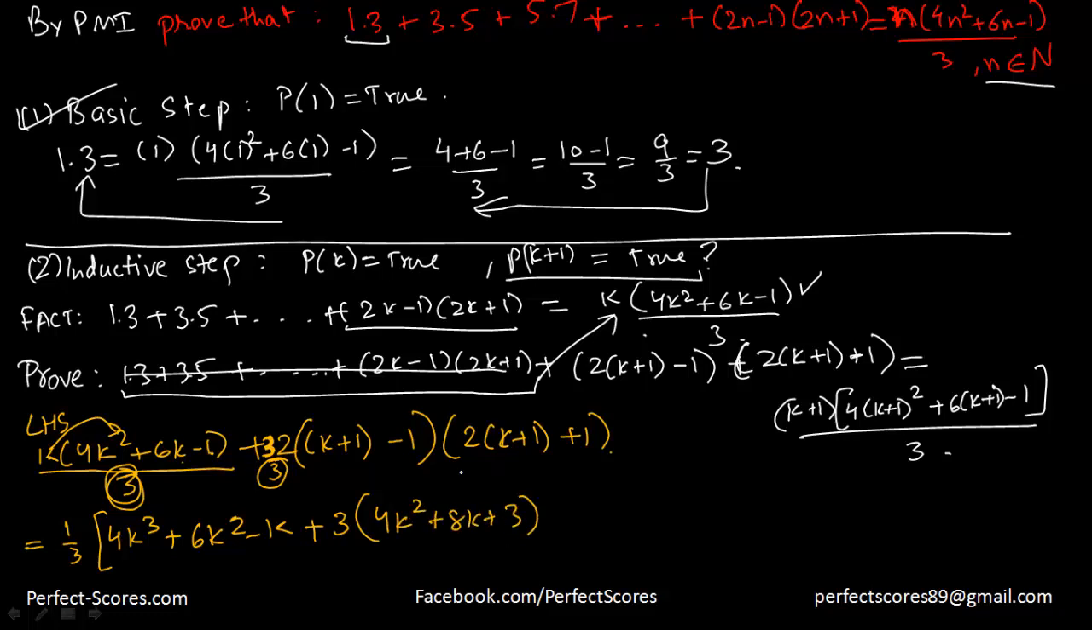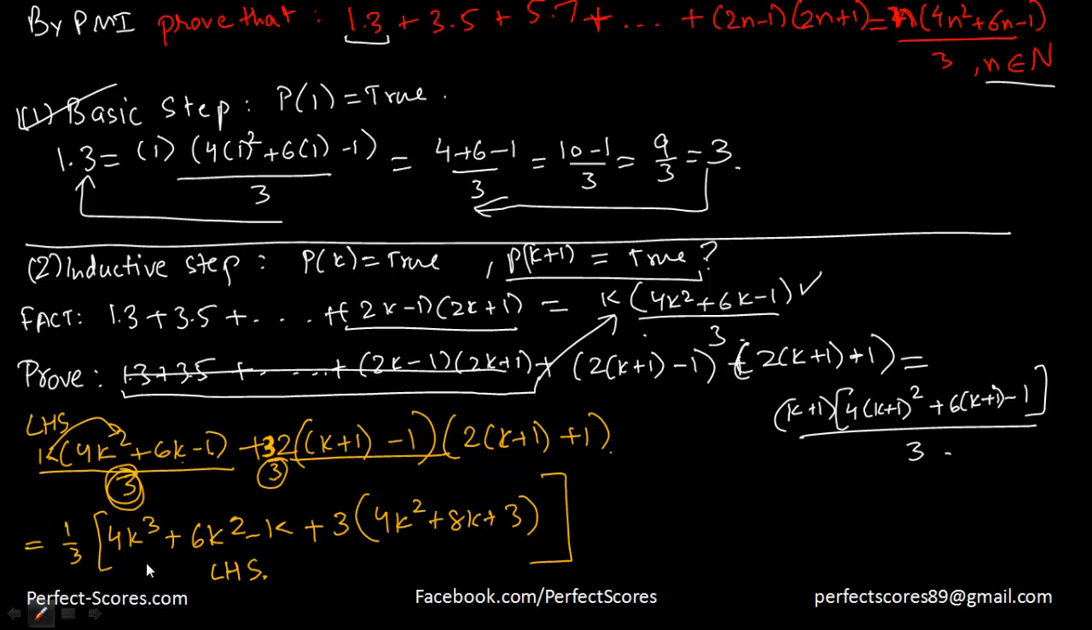So if we solve this up, that comes out to be 4k squared, because this is nothing but 2k, 2k plus 2 minus 1, and this is nothing but 2k plus 2 plus 1. So if you open that up, this is what you get. So this is nothing but your left hand side. Now what about the right hand side?